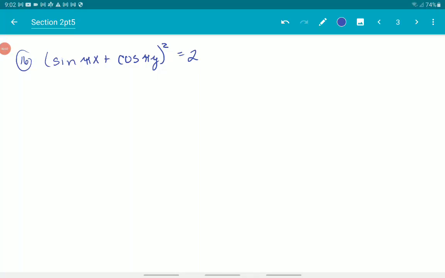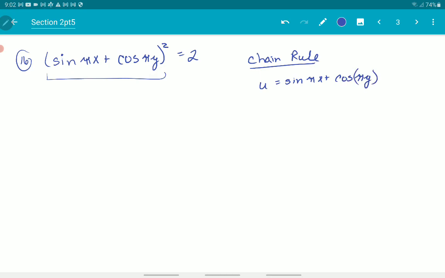So in this one, we're going to take the derivative implicitly. This is going to involve a chain rule. So let's write that out. So u is going to be that inside stuff, sine of pi x plus cosine of pi y. Now remember, there's an understood parentheses here around pi y and an understood parentheses here around pi x.